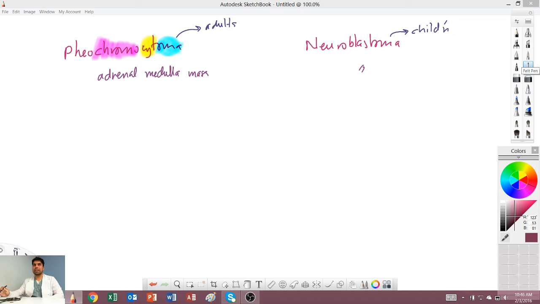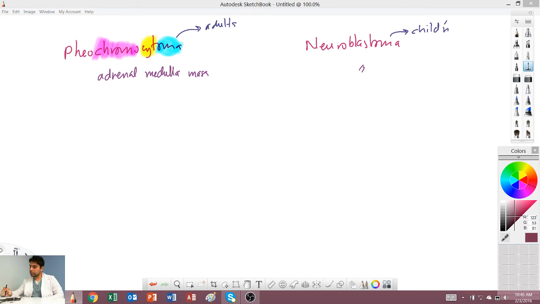Now, at the end of the day, you can do a CT scan of the abdomen. You will see a mass in the abdomen, and you combine that with the symptoms, you will be 100% sure that this is pheochromocytoma if it's an older person, an adult. If it's a child, you will think of neuroblastoma. Are we good with that?